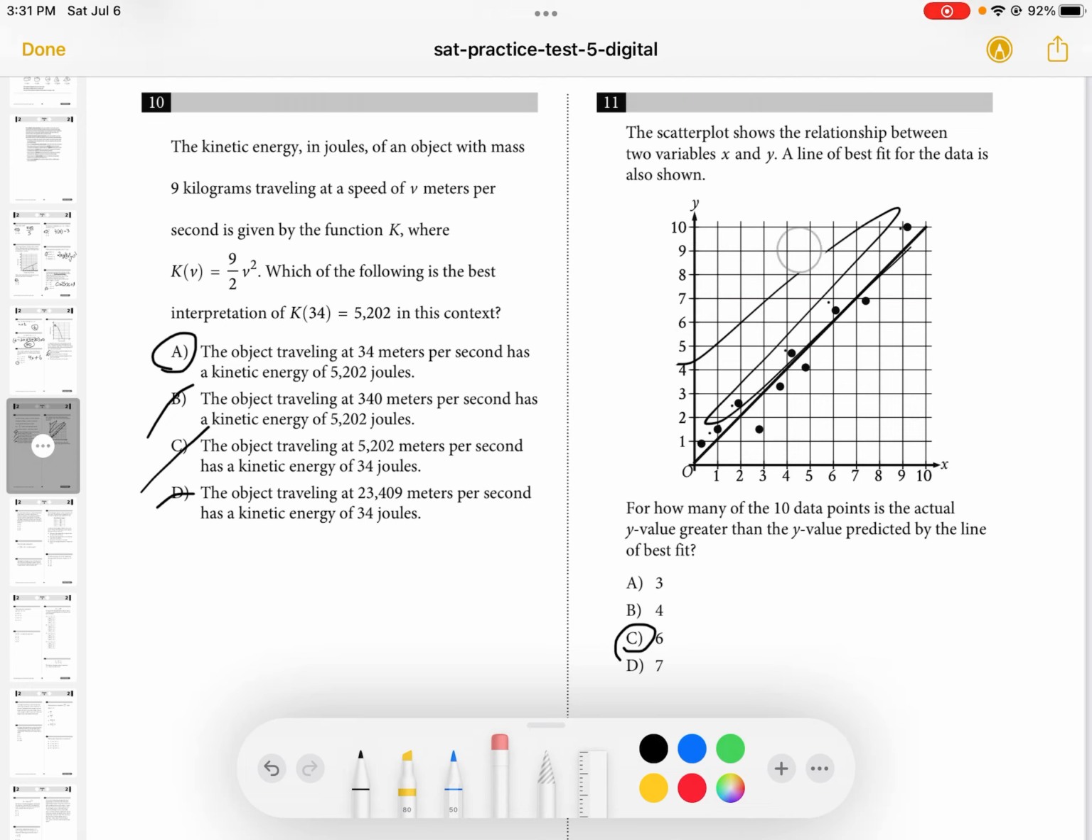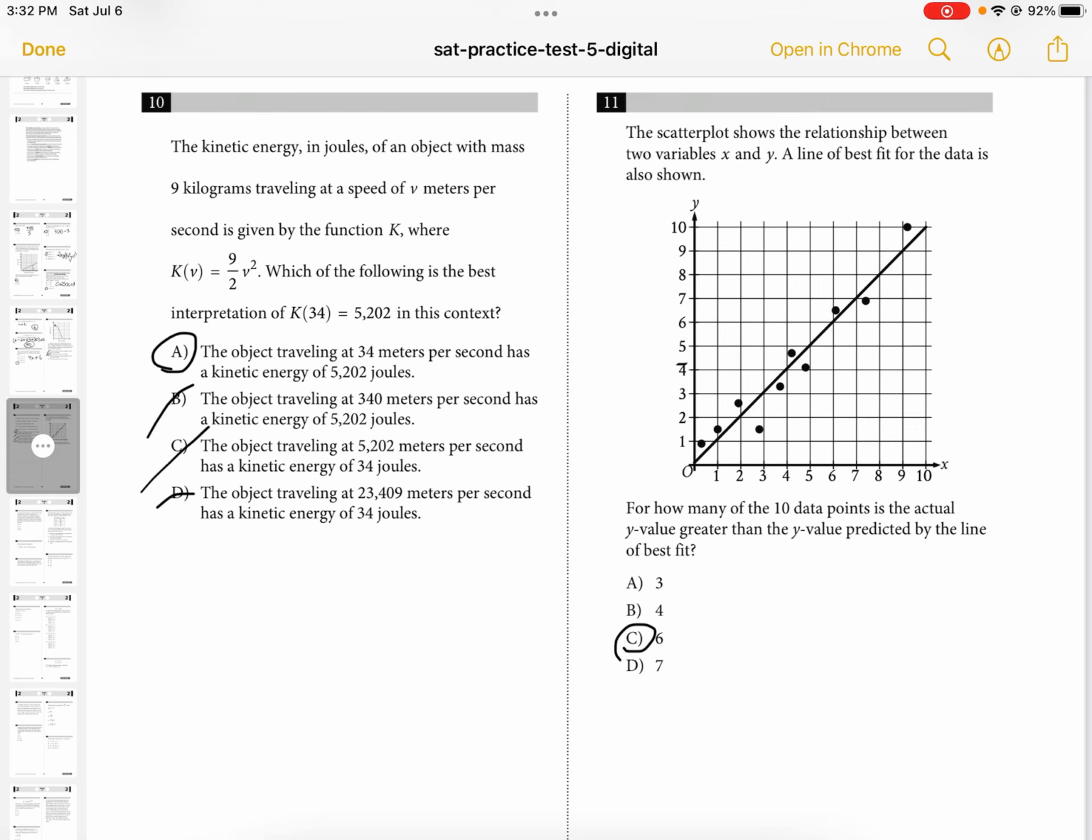Alright, let's make sure we count. Yeah, okay. There's 6 data points right there. Pretty good. And onward to the next question.